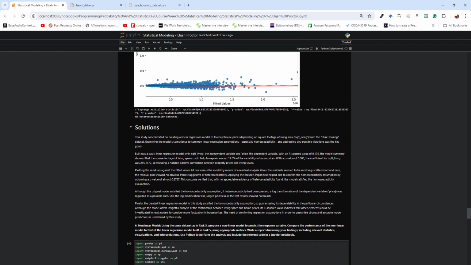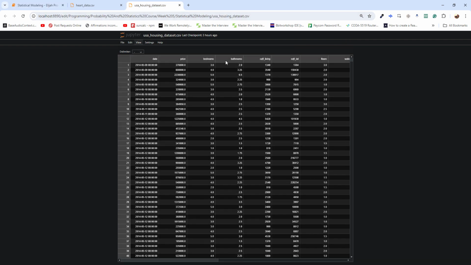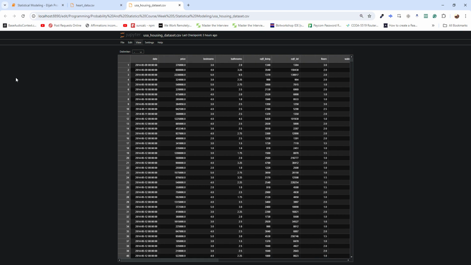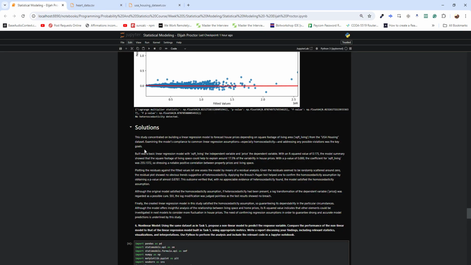So let's go over our report. Here we're using our USA housing data set. We're mainly using the variables of price and square footage of living, and I believe those are really the only two that we're using here. If we go back to our report, we're focusing on creating a simple linear regression model to predict house prices based on square footage of living space using this USA housing data set.